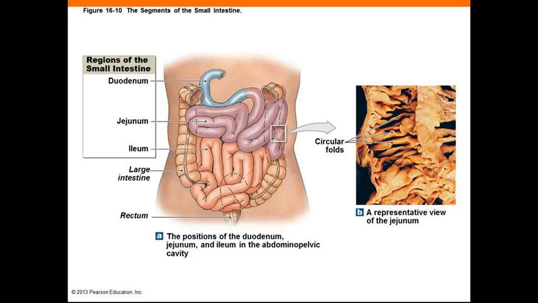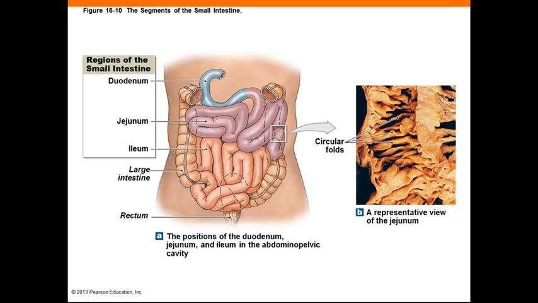The duodenum is close to the stomach. It's a C-shaped curved portion of the small intestine that wraps around the pancreas. It receives chyme from the stomach, plus liver and pancreatic secretions, and it's mostly retroperitoneal, or behind the peritoneum.